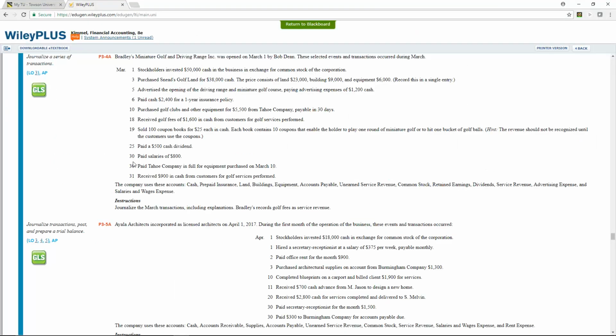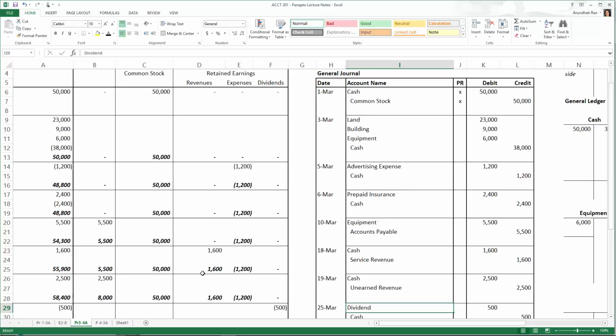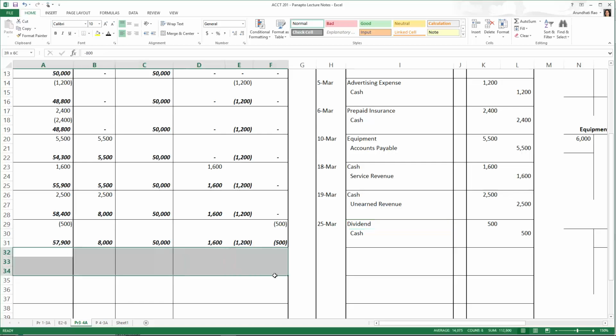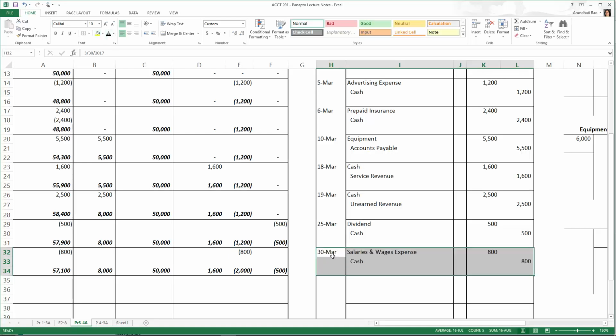On the 30th, we paid salaries of $800. Salaries is an expense. The employees worked for us. We got the benefit. That's how we earned our revenues. So it's an expense. We paid them cash. So our assets are going to decrease by $800 and retained earnings is going to decrease by $800. So at this point of time, my journal entry is going to be on March 30th, salaries and wages expense debit, cash credit for $800.